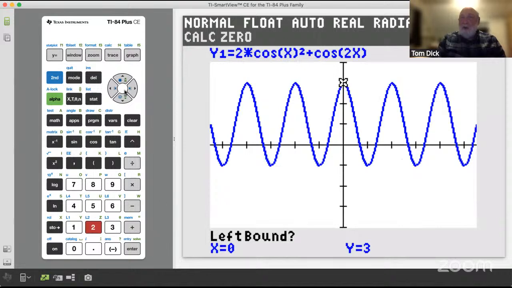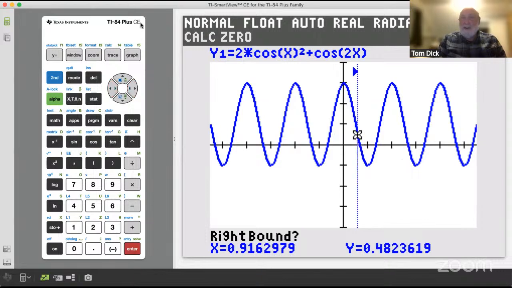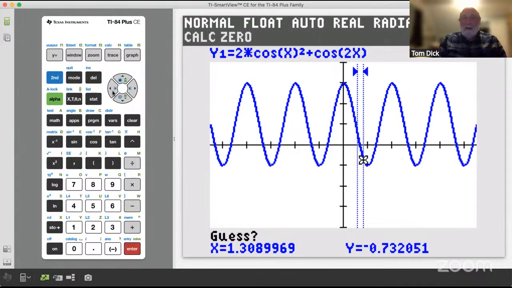And let me move over close to the first 0. That's pretty close. Let me make sure I'm to the left of it. There we go. I'll hit enter and right bound. Let me move a little bit to the right of it. And now give it a guess somewhere in between. And it homes in.